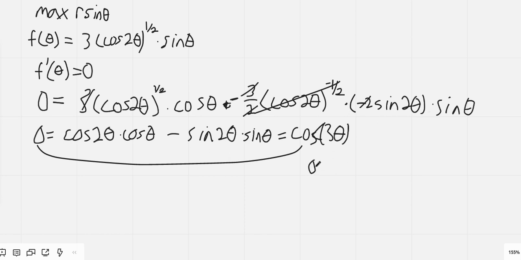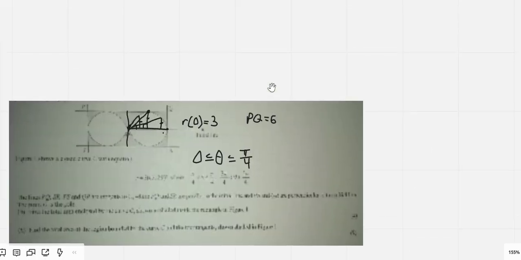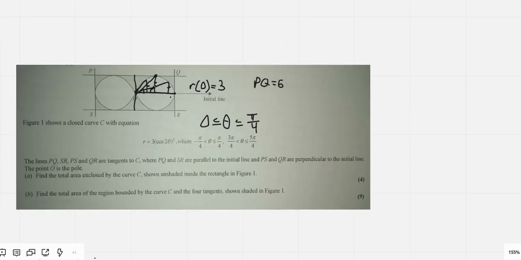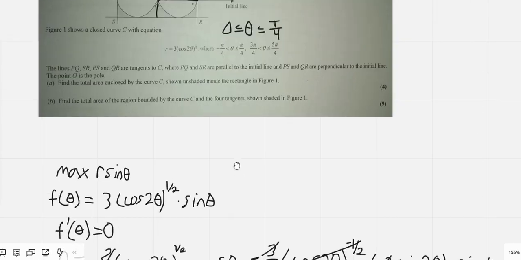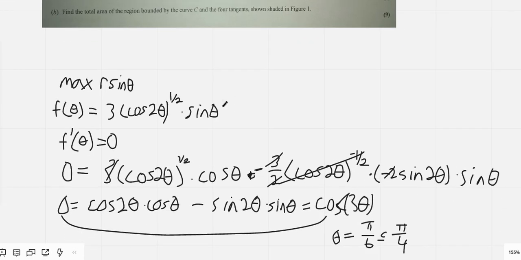Then theta is equal to pi over 6, because we know that cosine of pi over 2 is 0, and so cosine of 3 times pi over 6, 3 times pi over 6 is pi over 2, which gives us 0, and we know that this is definitely less than or equal to pi over 4. So in all, this theta that we were looking for here, that gives us the maximum value, is just pi over 6. And so we can plug that back into f of theta.